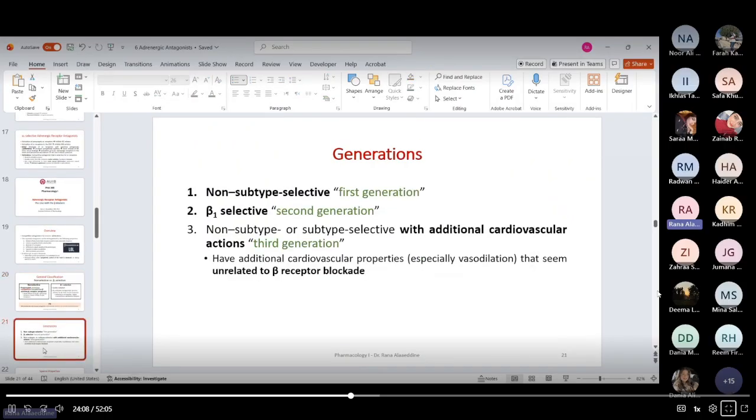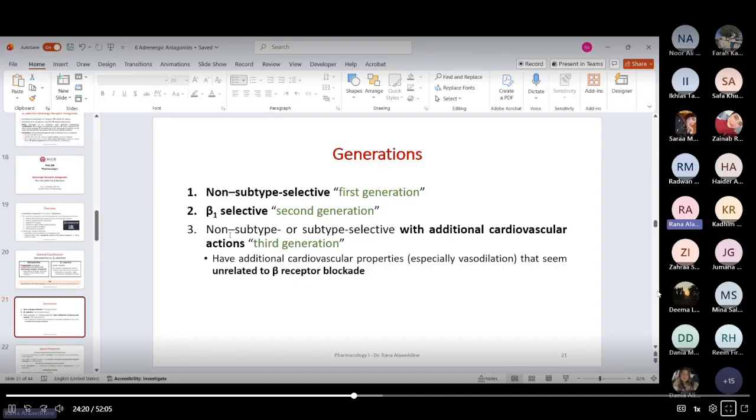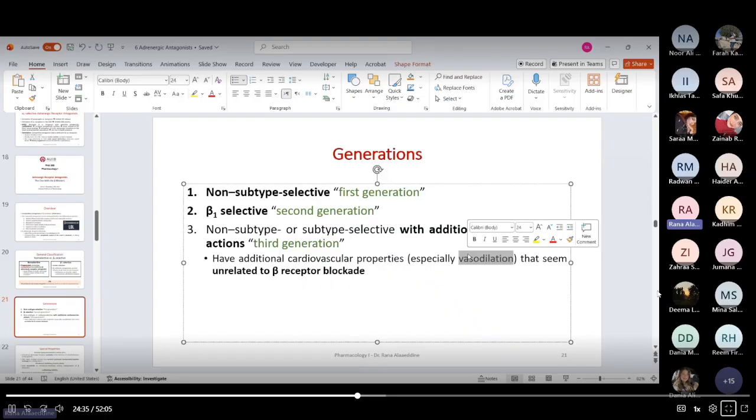What about the generations? We have a first generation and a second generation. The first generation are all non-selective. The second generation are beta 1 selective. The third generation are both non-selective and beta 1 selective, but they have additional special properties that we're going to talk about, because most of them can cause vasodilation.